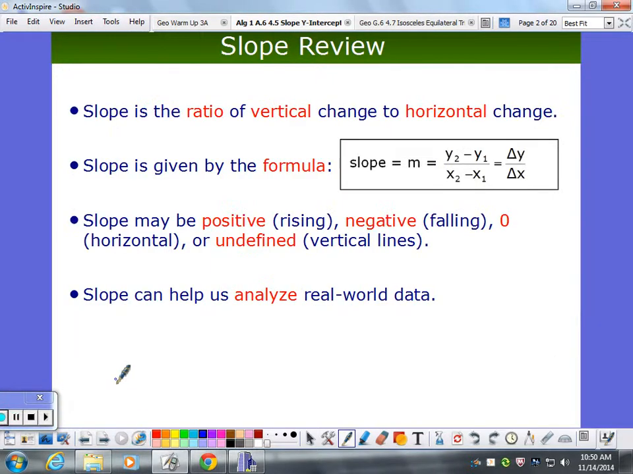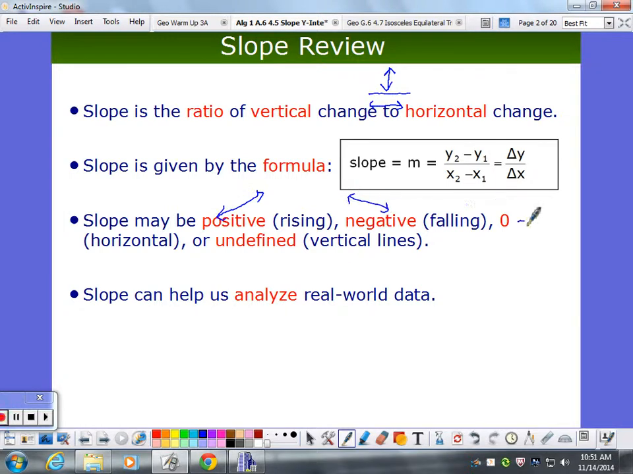Alrighty. Let's review what we know about slope. It's the ratio of vertical change to horizontal change, right? Vertical change, which is a change in y, over a horizontal change, which is a change in x. We use a formula. That's delta y over delta x, change in y over change in x, y2 minus y1 over x2 minus x1. Positive slopes rise. Negative slopes fall.